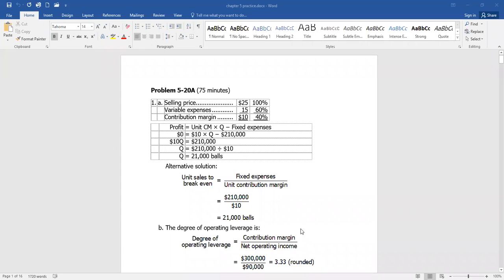So if our profit needs to be 0 and our unit contribution margin is 10, how many balls do we need to sell to cover our fixed expenses of 210,000? So you would solve algebraically, and you can see the quantity equals 21,000 balls. You can also compute this by taking fixed expenses and dividing it by the unit contribution margin, and you get automatically to the 21,000 balls.